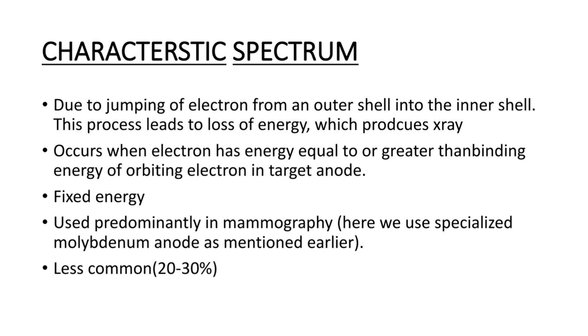Characteristic spectrum is less common mode. It consists of 20 to 30% X-ray beams. It is produced when an electron traveling with kinetic energy equal to or more than that of binding energy of electron in anode atom shell.